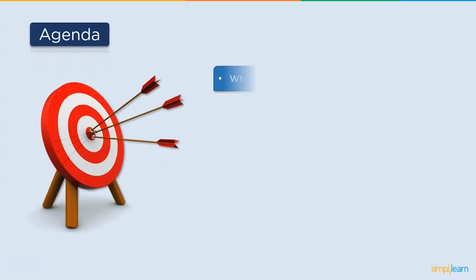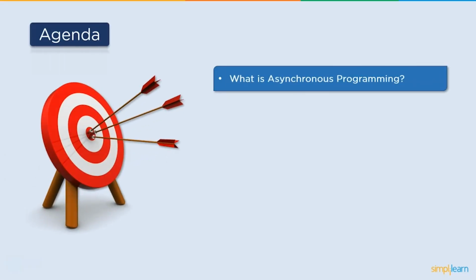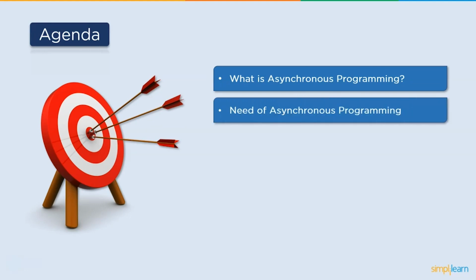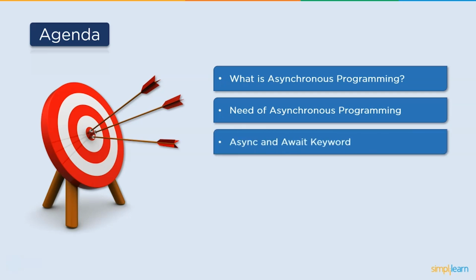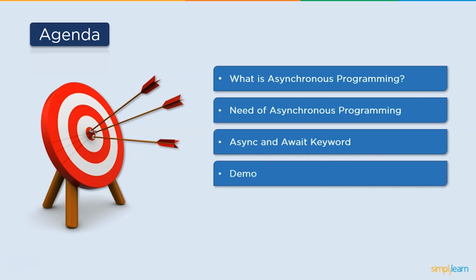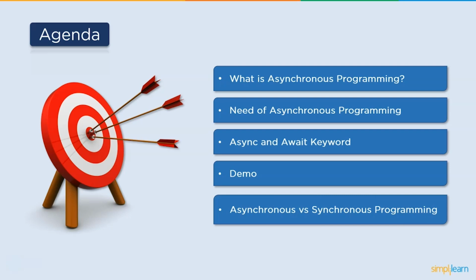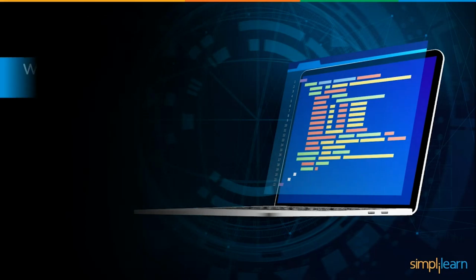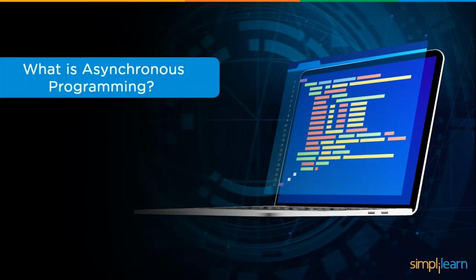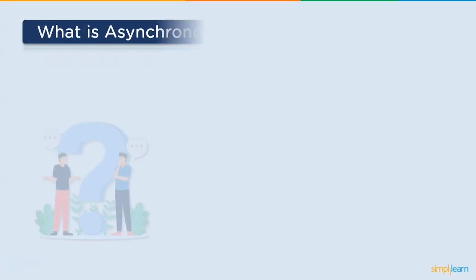Now, let's look at the agenda for today's topic. We shall begin our session with an introduction to asynchronous programming. Then, we will discuss the need for asynchronous programming. After that, we will look into async and await keyword. Then, we will look at the demo of async and await. Finally, we will conclude this session with differences between asynchronous and synchronous programming. So without any further ado, let's get started with what is asynchronous programming.